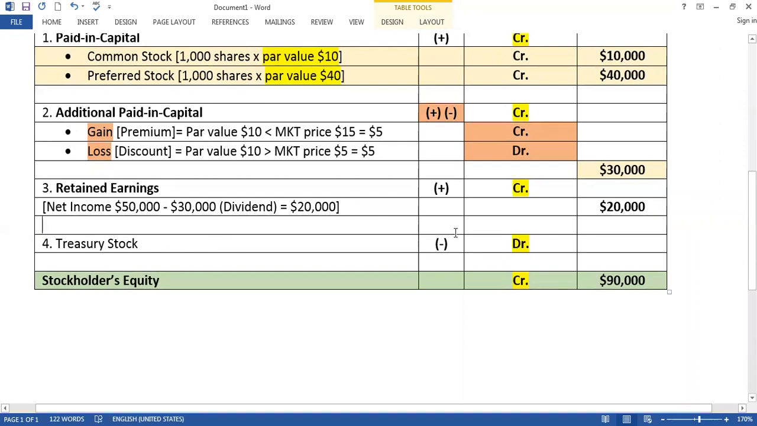Now treasury stock. Look, this is the minus sign, right? So what is the meaning of treasury stock? The definition is: the company buys back its own shares. So this is the definition of treasury stock.